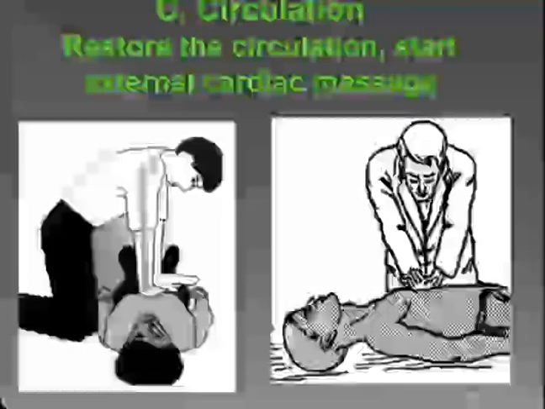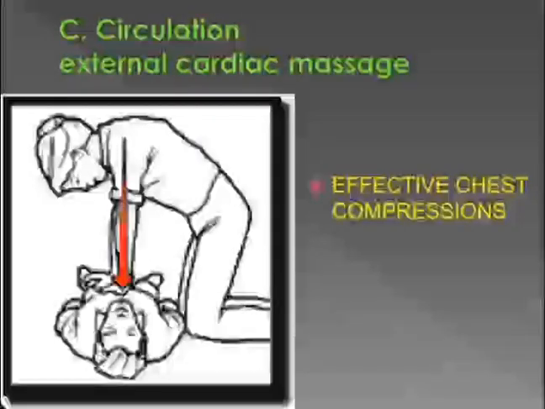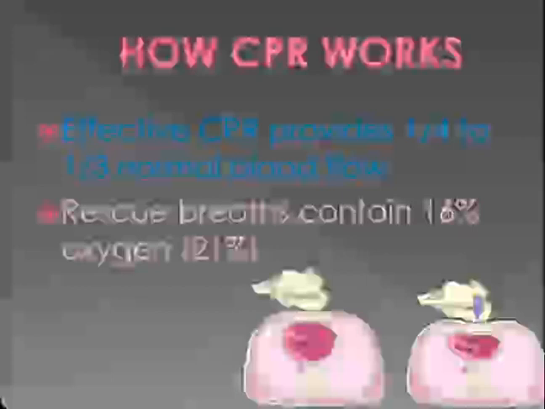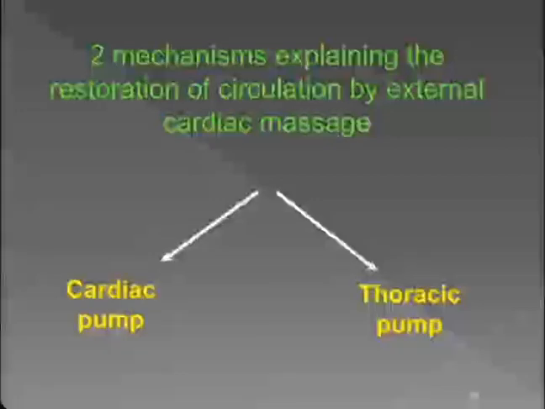Circulation: restore the circulation. Start external cardiac massage. Circulation, external cardiac massage: effective chest compression. How does CPR work? Effective CPR provides 1/4 to 1/3 of the normal blood flow. Rescue breath contains 16% of oxygen, compared to 21% in air. Two mechanisms explain the restoration of circulation by external cardiac massage: the cardiac pump and the thoracic pump.